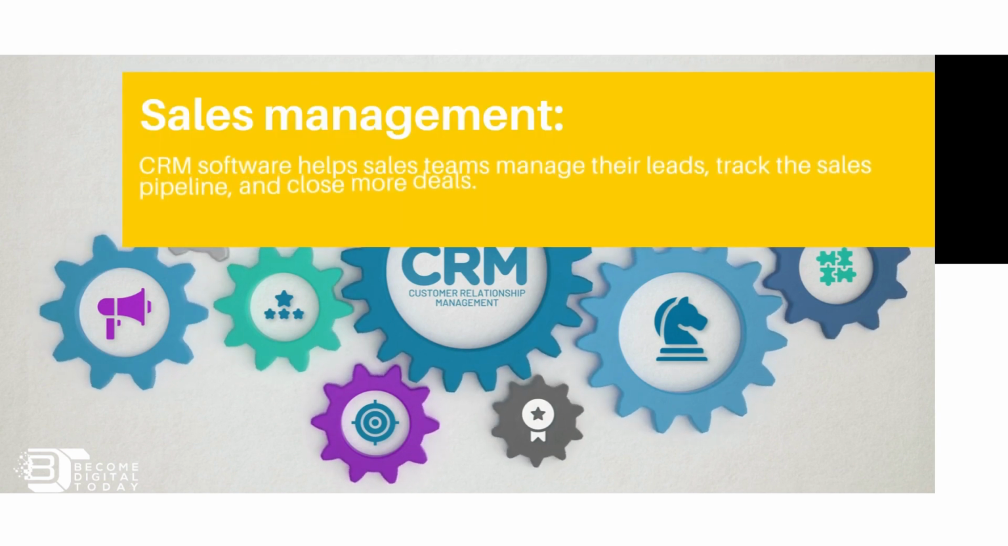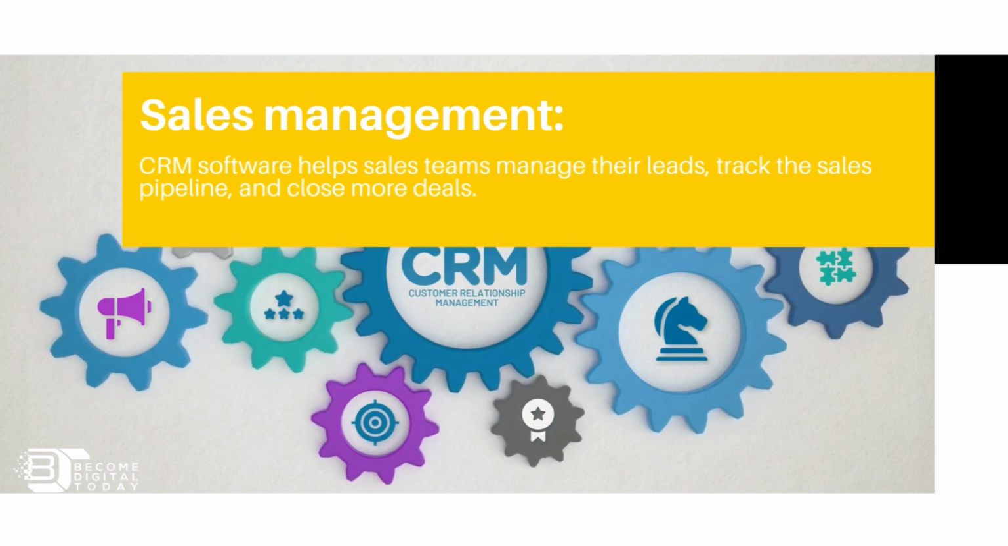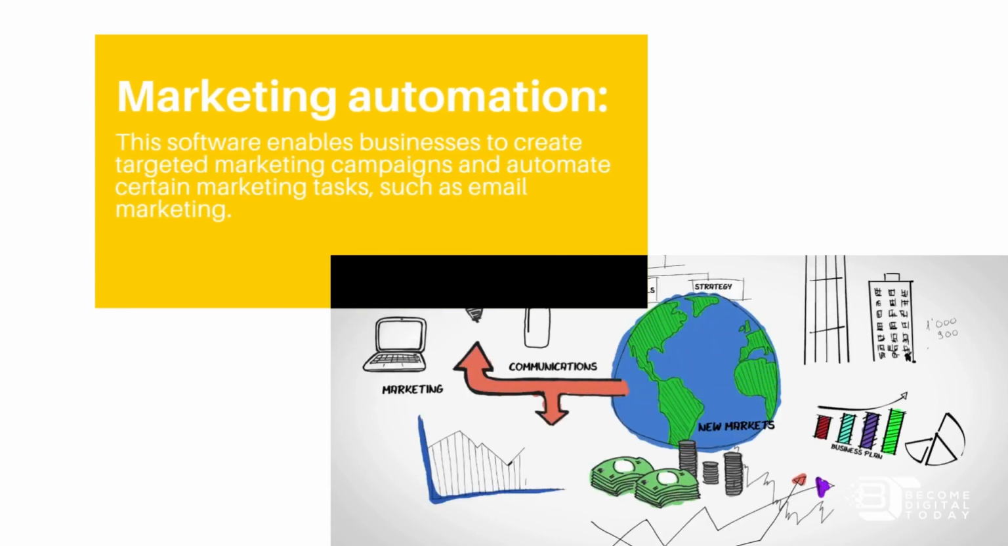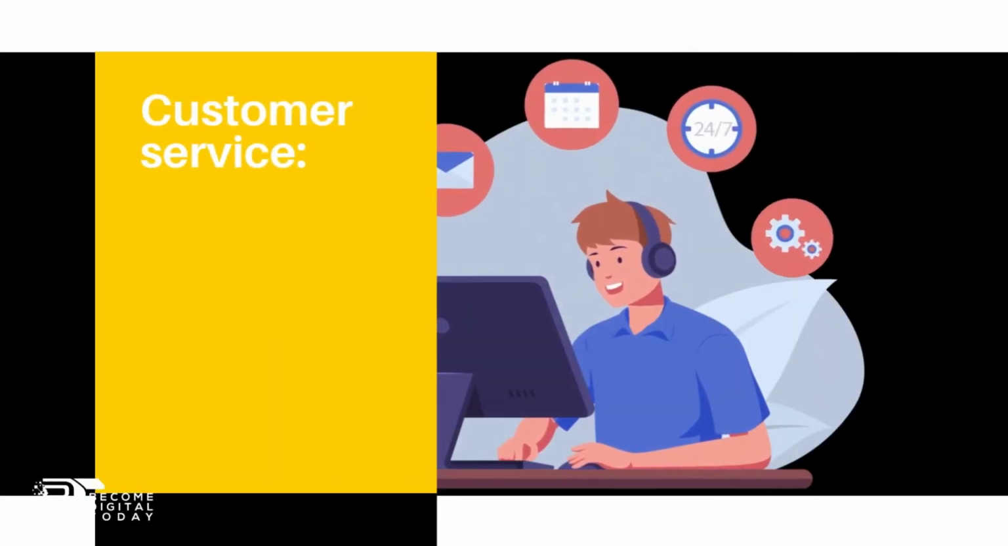CRM software helps sales teams manage their leads, track the sales pipeline, and close more deals. Next is marketing automation. This software enables businesses to create targeted marketing campaigns and automate certain marketing tasks such as email marketing. Then, customer service.